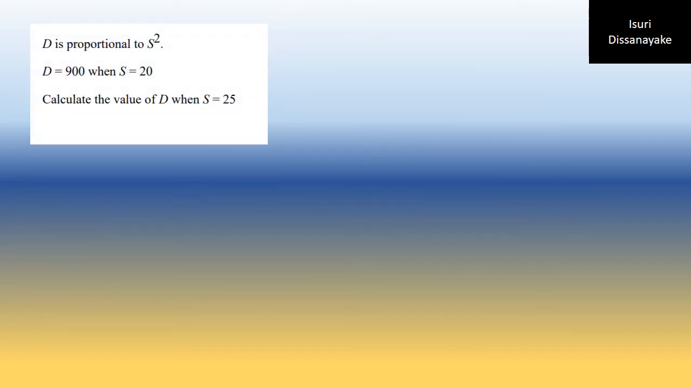D is proportional to the square of s. So you can work out this question. They have not specified the word directly proportional. If they have not specified, you always take it as directly proportional, because in the case of inversely proportional, they always mention it as inversely proportional. If they have not mentioned it, you always consider it as directly proportional. So D is proportional to the square of s. You can try this question on your own.